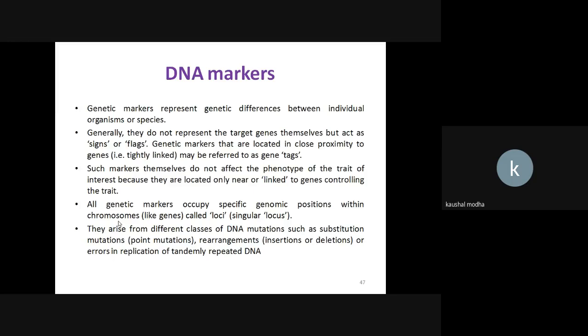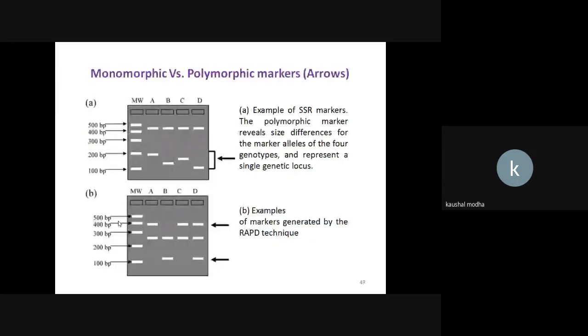So we know about DNA markers. This is just recalling the basic concept of DNA markers. They are signs and flags which indicate the presence of a particular genotype or phenotype. This is another way of explaining monomorphic and polymorphic markers. So this is our ladder sequence. Let us say these are the 4 genotypes. This banding profile indicates a monomorphic pattern. So you cannot distinguish individuals on the basis of that.